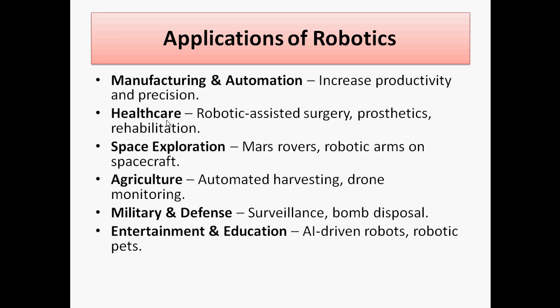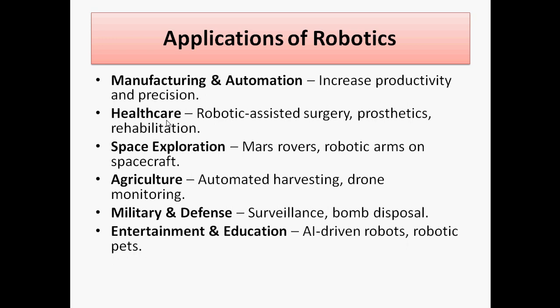The next is space exploration. Nowadays we know about spacecraft and Mars rovers, which are examples of space exploration. Then next is agriculture: automated harvesting and drones monitoring the conditions of the agricultural area. And next is military and defense: for surveillance and bomb disposal purposes, we are using drones.